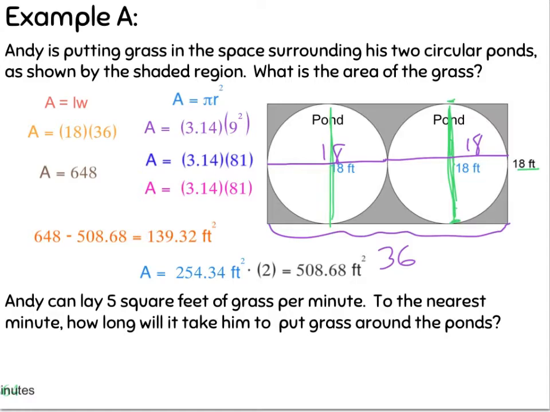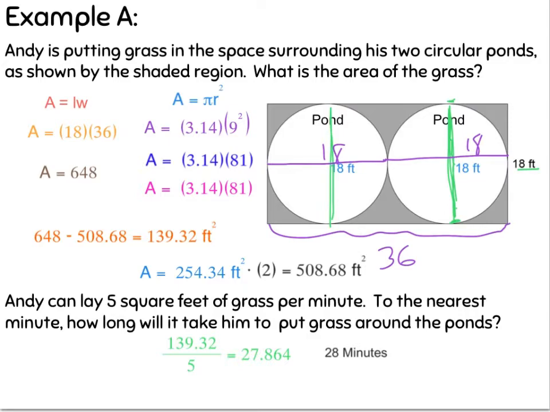But that's not the end of my problem, because it says Andy can lay 5 feet of grass per minute. So to the nearest minute, how long will it take them to put the grass around the pond? So I'm going to take my 139.32 feet that needs to be grassed, divide by 5, and that will give me 27.864 minutes. But it said round to the nearest minute, so my 8 is going to make my 7 go up. So it's going to take 28 minutes to put the grass around the pond.